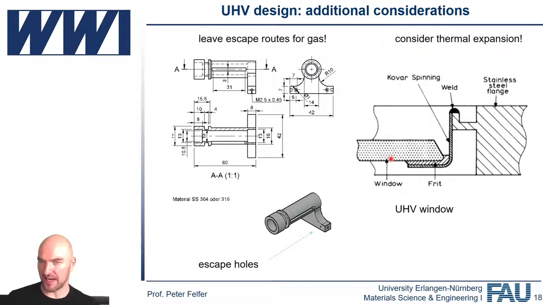If you design anything that goes into your UHV system, the one thing you need to remember is that when you pump it down, you need to have escape routes for your gas. If you have any holes that end in your part, you need to have escape holes so that air can get out. This is a part from our field ion microscope, and you can see there's two holes coming in from the side, and then there's always a drilled hole from the side so that we don't have air pockets. You can do that, by the way, both ways. You can either drill a hole in here and make sure the air can get out, or you can get special screws that have a hole in them so that the air can go out through the hole.